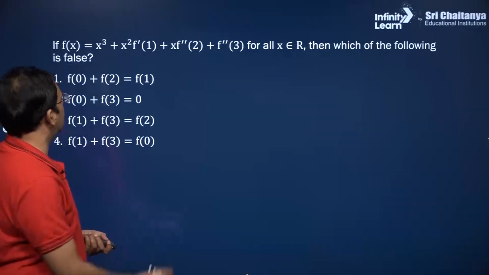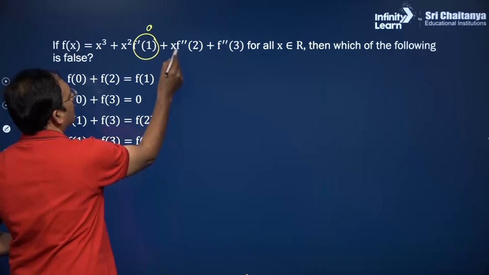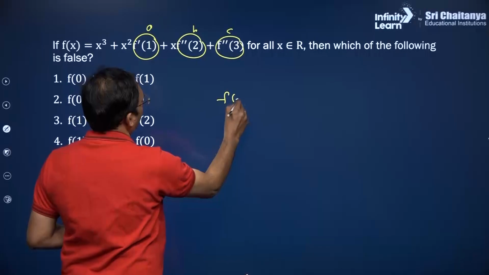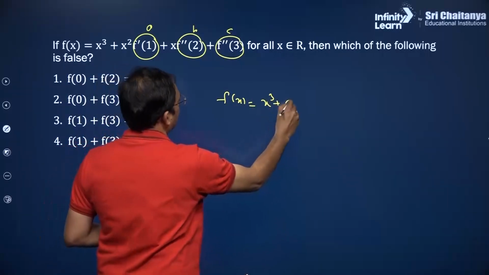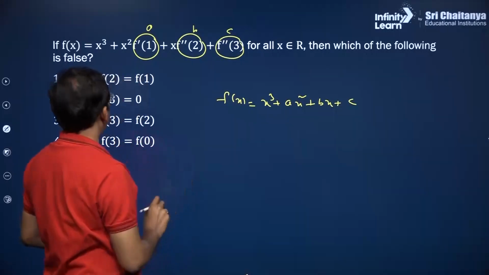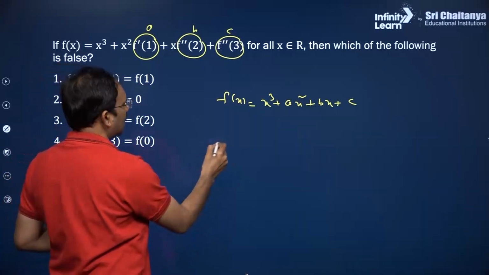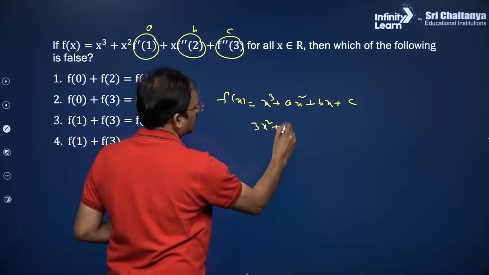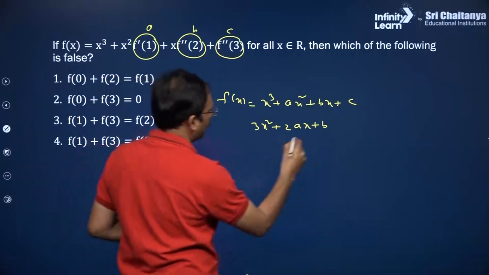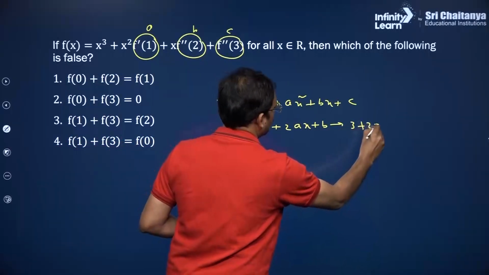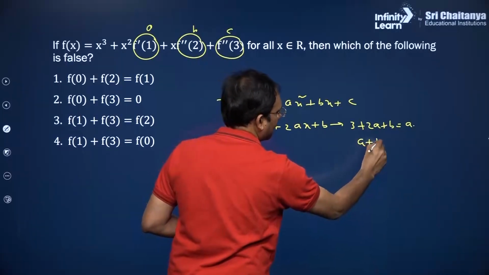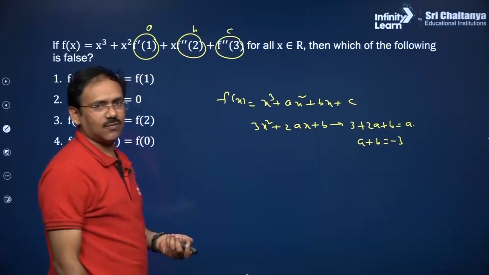Next, my dear friends, this is simple here, f dash x you take it as a, f double dash x as b, f triple dash x is c. You can take f of x like x cube plus a x square plus bx plus c. Now I can say, my dear friends, take derivative, f dash x is 3x square plus 2ax plus b. So f dash of 1 is a, put x is equal to 1, friends, 3 plus 2a plus b is equal to a. So, my dear friends, I can say a plus b is equal to minus 3, first equation.